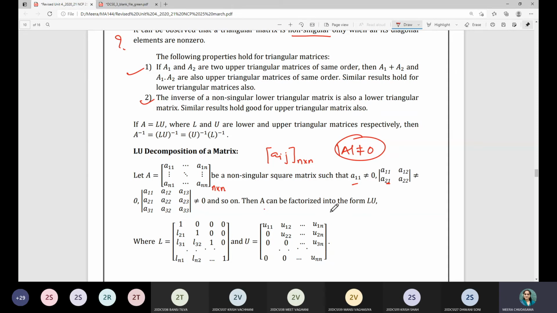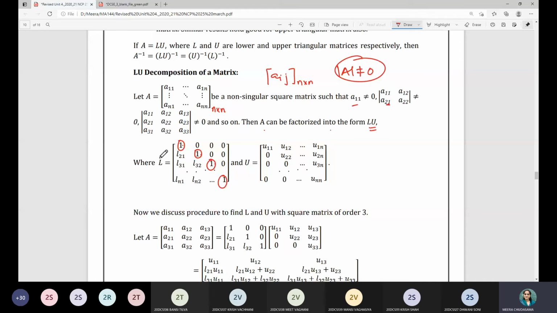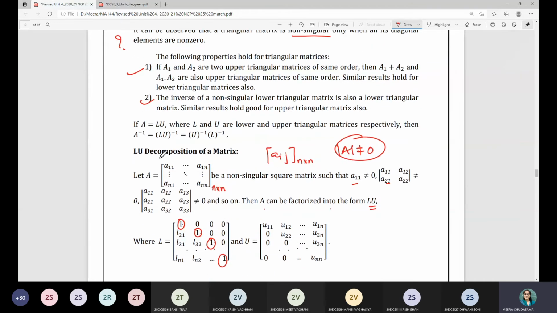So then A can be factorized into LU form. What is L? In that case, L is given by all diagonal entries 1. You have to keep in mind that when you consider the lower triangular matrix for LU decomposition, the main diagonal entries must all be 1. And L stands for lower triangular matrix. So in that case, we'll have all these entries above the diagonal be 0. And the rest of the entries we need to find out, which are below the diagonal, right?